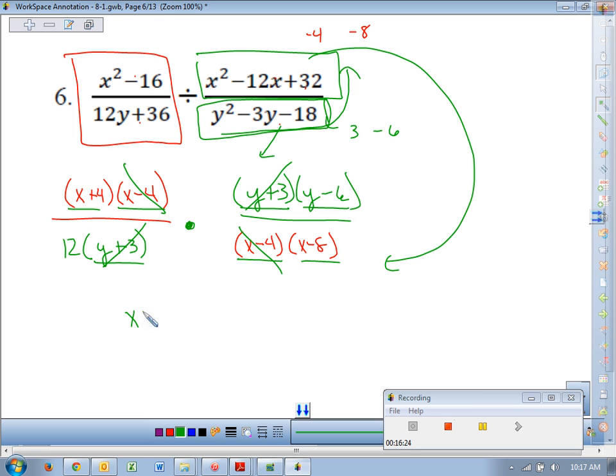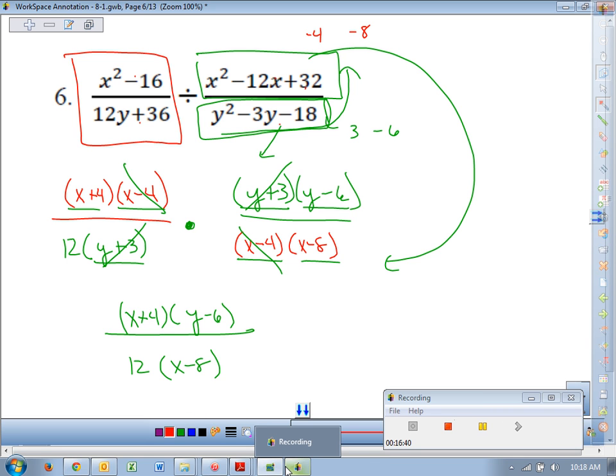You got x plus 4 as a quantity. Make sure you have them in parentheses. Y minus 6 as a quantity over 12 times x minus 8. And nothing can reduce. People are like, well, what about the x plus 4 and the x minus 8? Could you do something with those? No, you cannot do anything with those. Cool? When it's more than one term, they have to be the exact same quantity on top of each other for them to cancel. Goody?